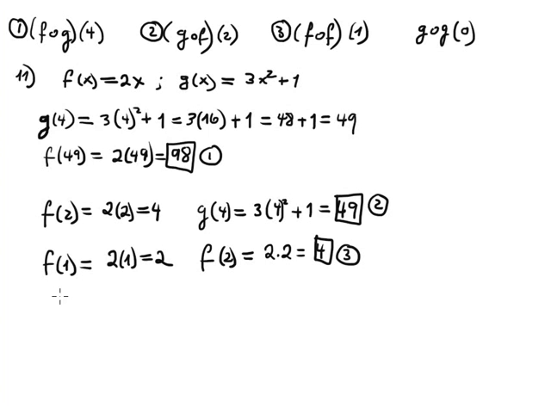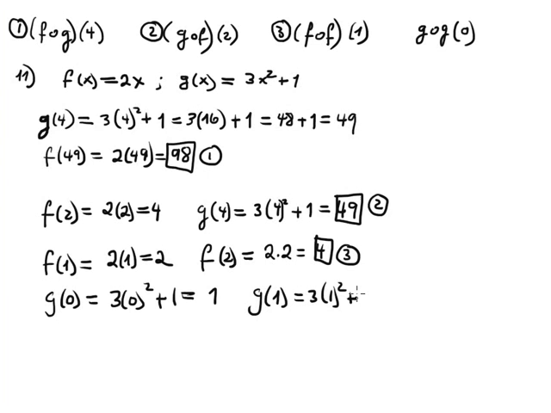And number 4 is g evaluated at 0, which is 3 times 0 squared plus 1. It's obvious because 0 squared is 0 times 0, is 0, so the result is 1. And g evaluated at 1 again is 3 times 1 squared plus 1. 1 squared is 1, times 3 is 3, and 3 plus 1 is 4. This is the answer for number 4. Number 4 is a coincidence, it is 4. Okay, super.